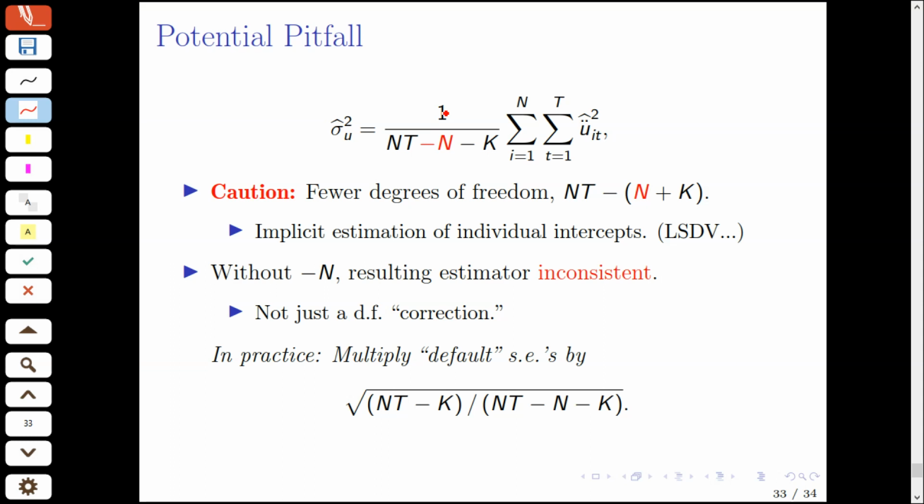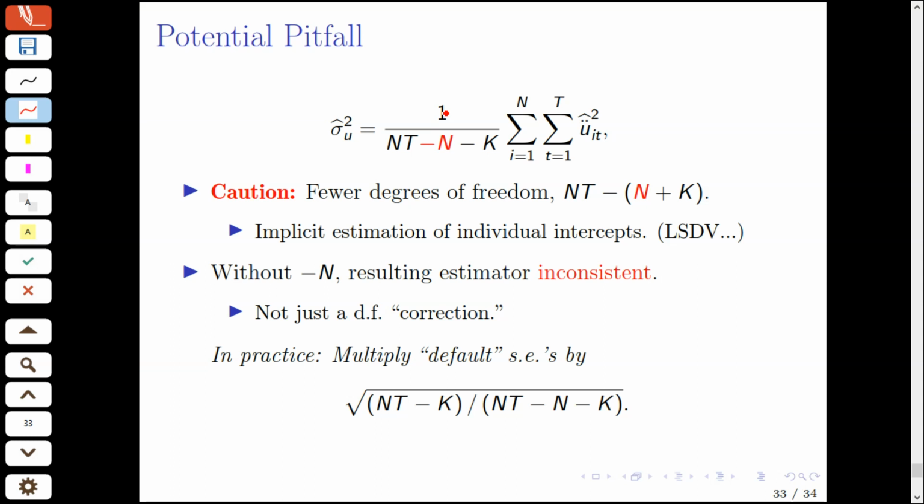Now here, without the subtraction with n, the resulting estimator can be shown to be inconsistent. So the subtraction of n is not just a fluffy degrees of freedom correction like the subtraction of k. It doesn't vanish asymptotically. It matters because the n is exactly what we send to infinity.